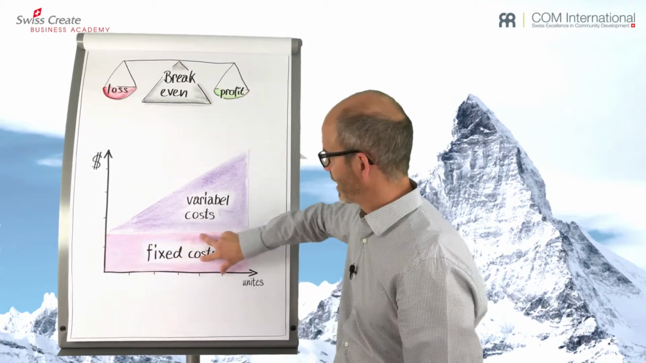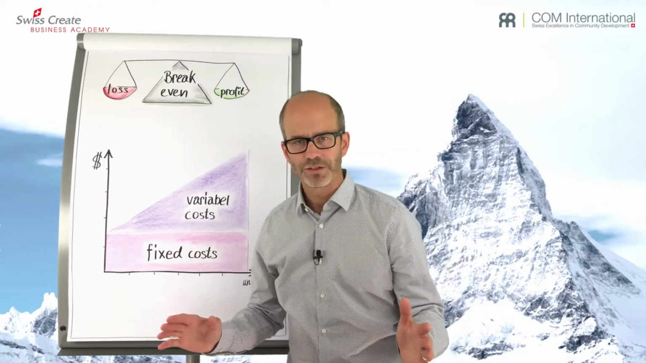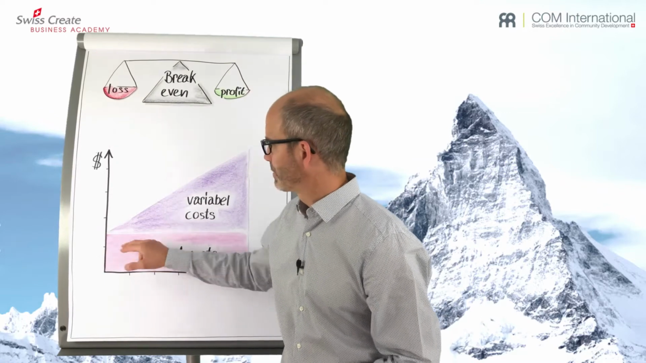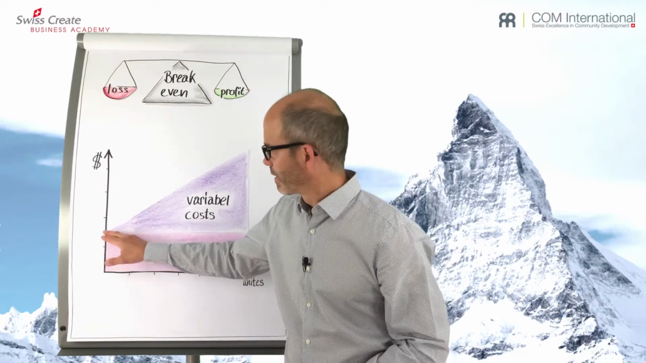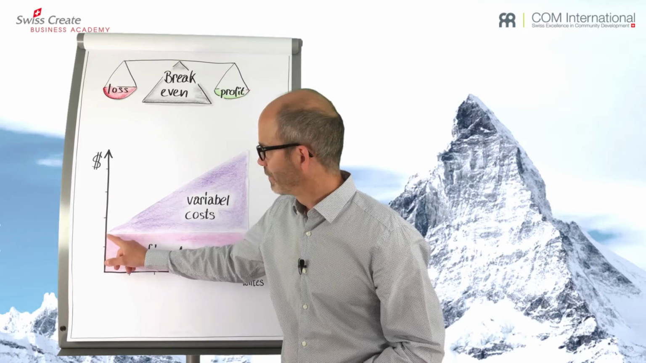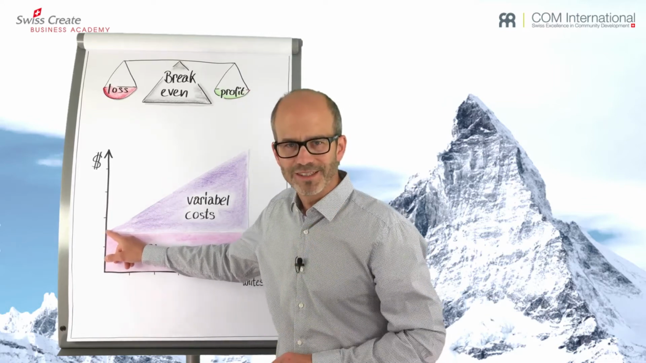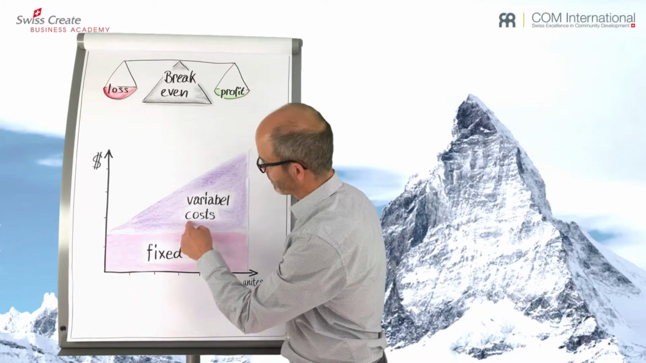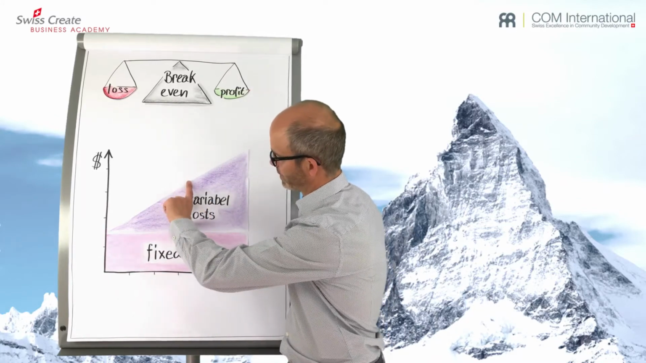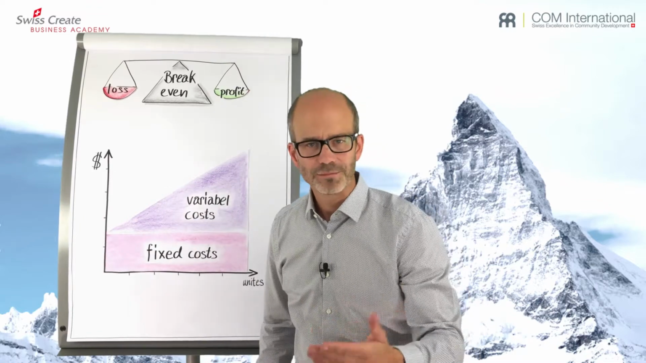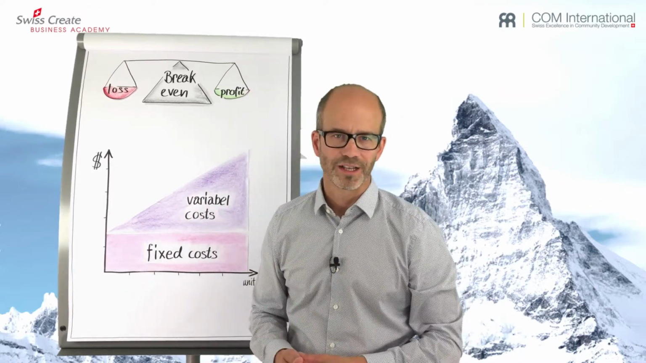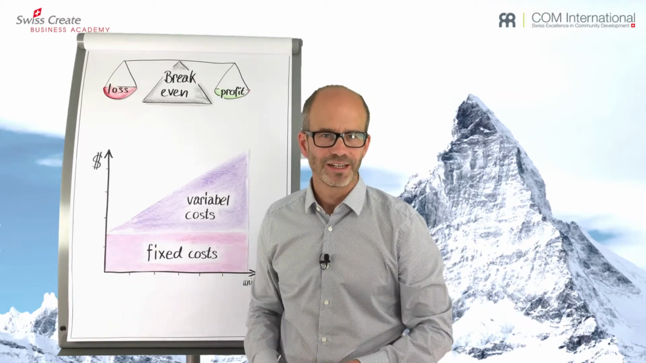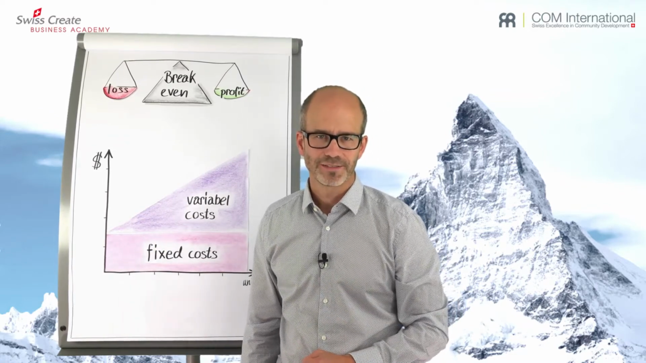The fixed costs I have the whole year, even when not producing. And then the variable costs I have because I'm producing. So if I don't produce one piece, I have zero variable costs. If I produce more products, the variable costs are increasing because I need more raw material, more electricity for my machines, and all that kind of costs.